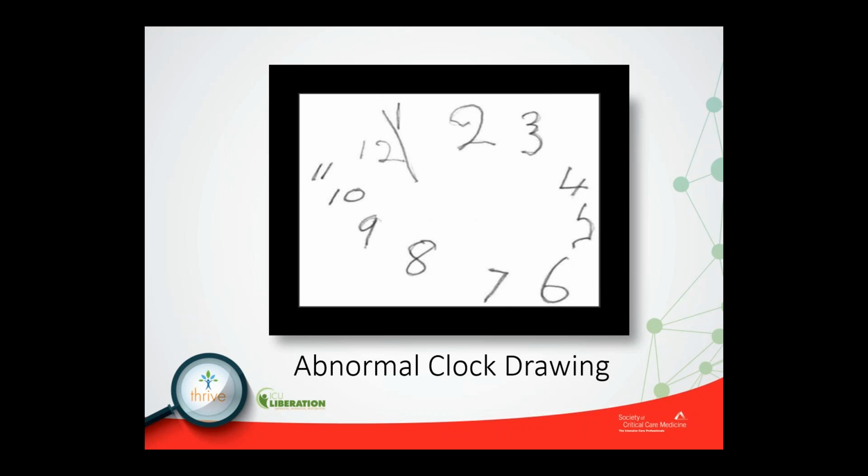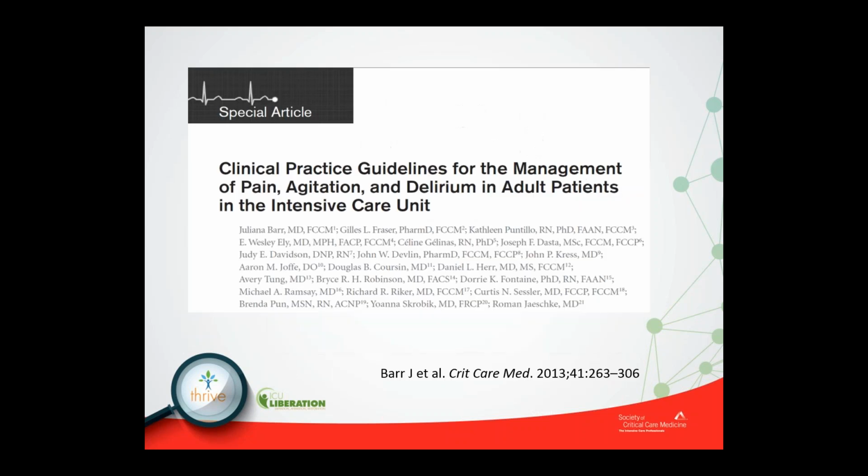You'll see here that someone essentially forgot to place the hands on the clock. You'll see here that the relationship between the numbers was hugely distorted. Again, executive problems are common in our patients, and it's quite concerning. This is an abnormal clock drawing.